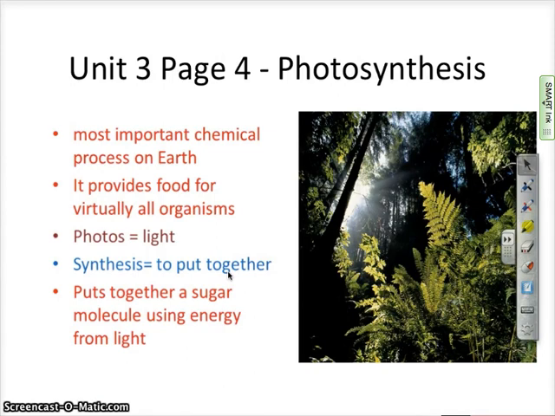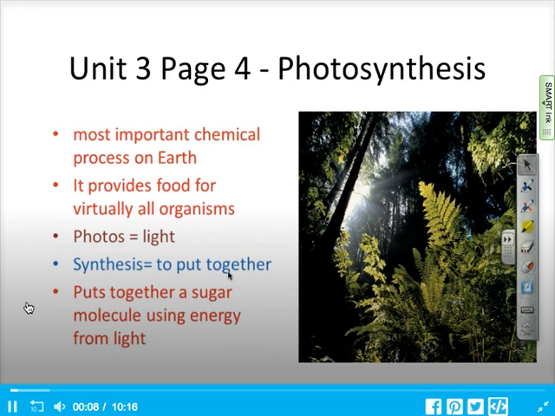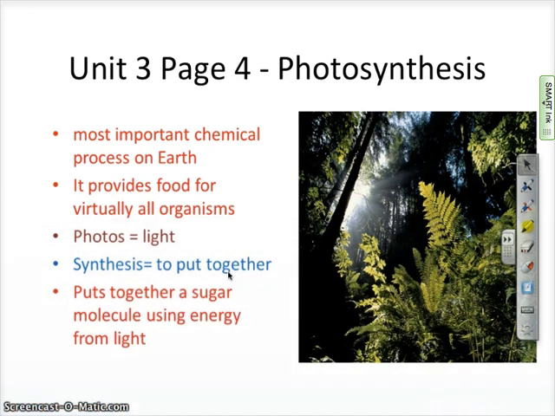This lesson will be about photosynthesis. You might already have some information from the last unit, structures. But here are some important things to remember. It's the most important, or at least one of the most important, chemical processes on Earth. It gives all kinds of food for all different organisms, including plants and humans.